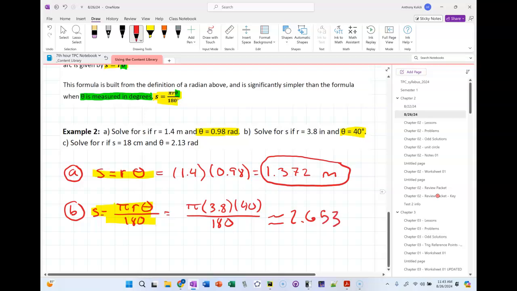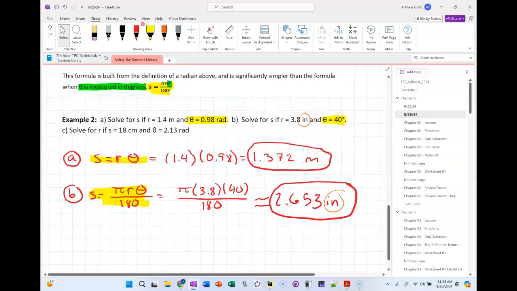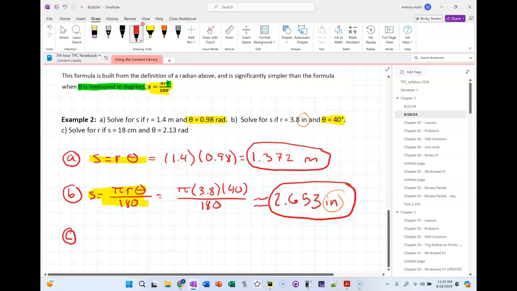And the unit here should be inches, because it should match the unit on the radius, right? So far, so good. Again, should be pretty easy. We're just using a formula.